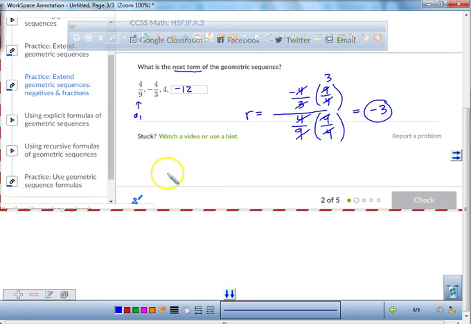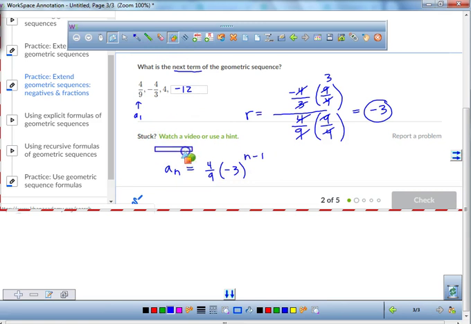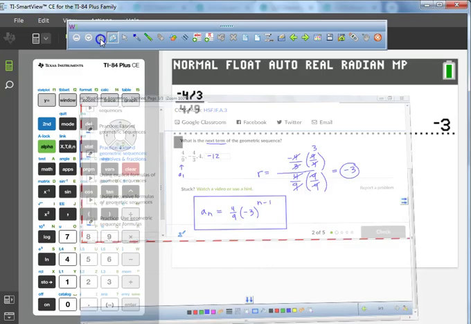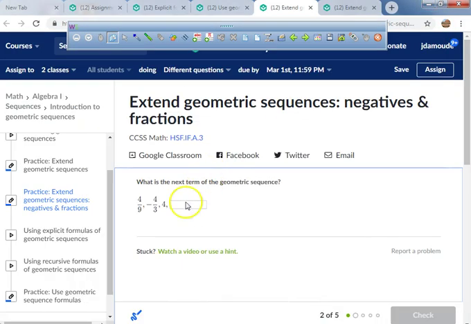We're going to write down what the equation would be. What's our very first term? 4/9. What's our common factor? Negative 3, to the power of n minus 1. If you would please write that down in your journal with this set of numbers. This set of numbers goes with this equation, so this equation will give you that geometric sequence. Okay, here we go. We're going to type in a negative 12, just like that.